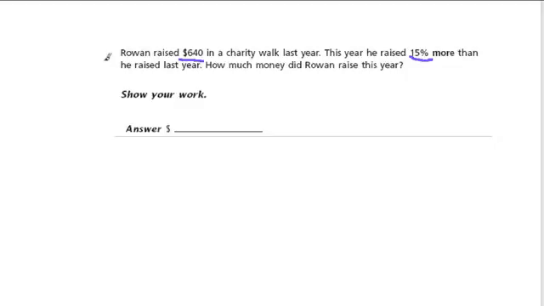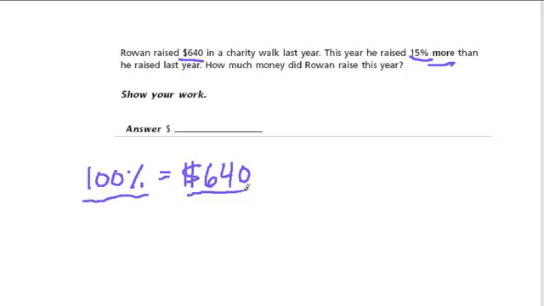It says here that Rowan raised $640 in a charity walk last year. This year he raised 15% more than he raised last year. How much money did Rowan raise this year? So last year, 100%, we can say, is the amount he raised. He raised $640. In other words, everything he raised, all 100% of it, was $640.